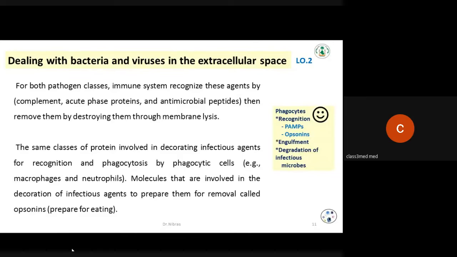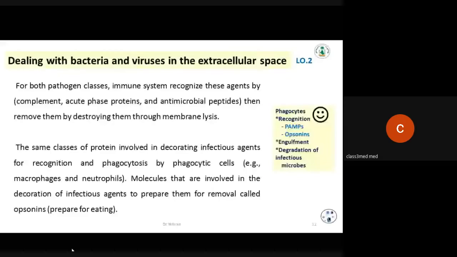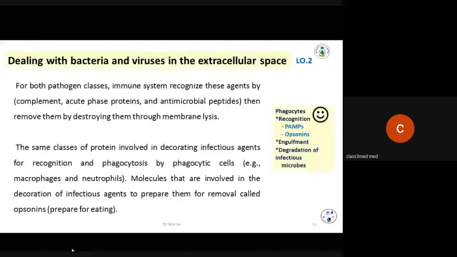In this lecture, the same classes of proteins are decorating the pathogen or infectious agents, bacteria or viruses, for recognition for phagocytosis. That means they are decorating the pathogen, binding with the pathogen as a marker in order to be recognized by phagocytes. So phagocytes observe these pathogens for eating or not eating. We call these opsonins. So we have steps: phagocyte recognition by DAMPs and opsonin will bind together.